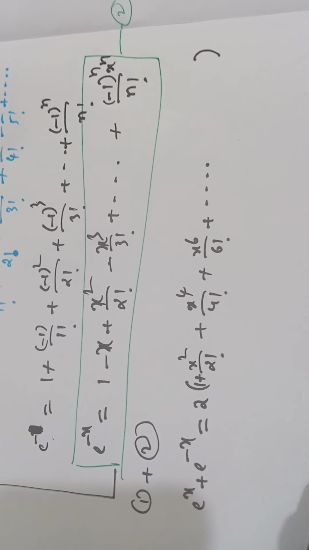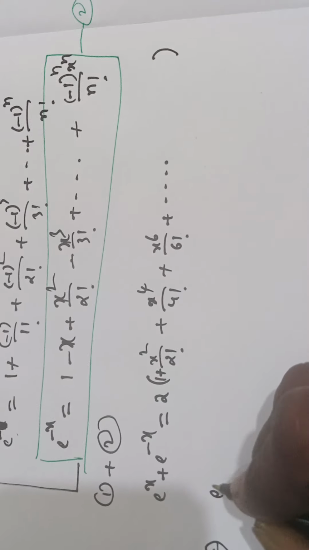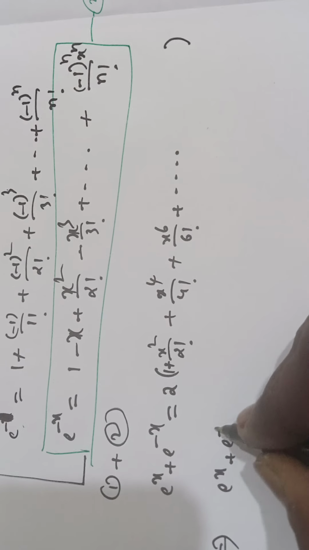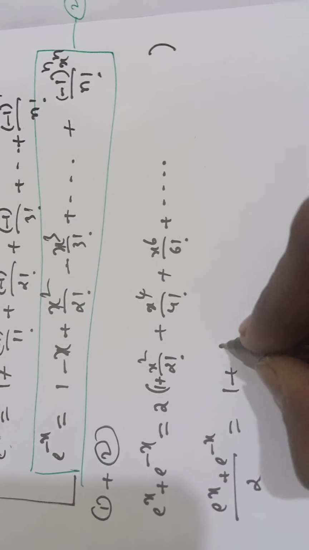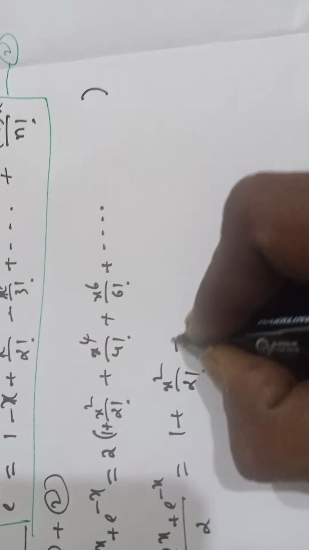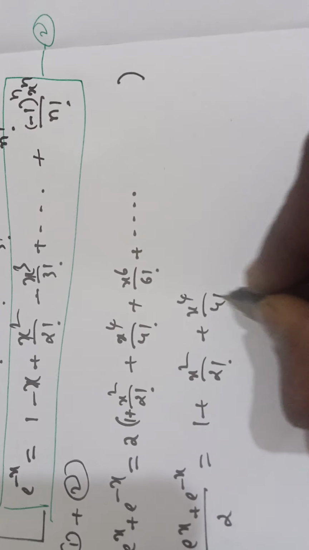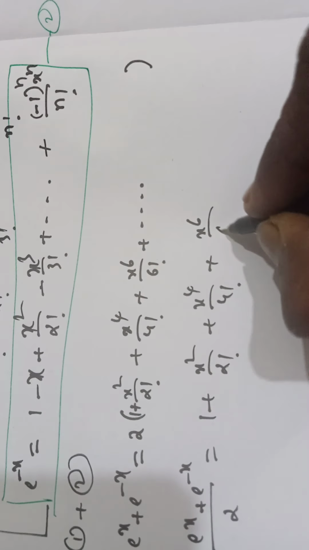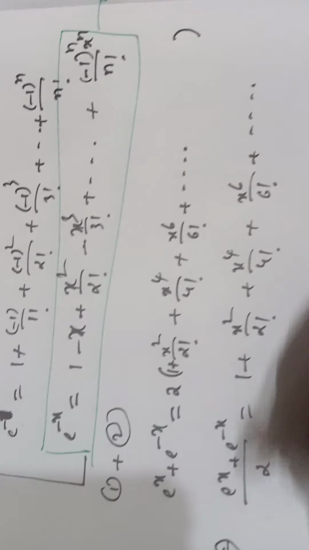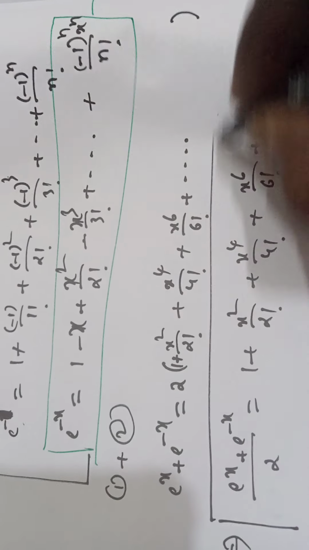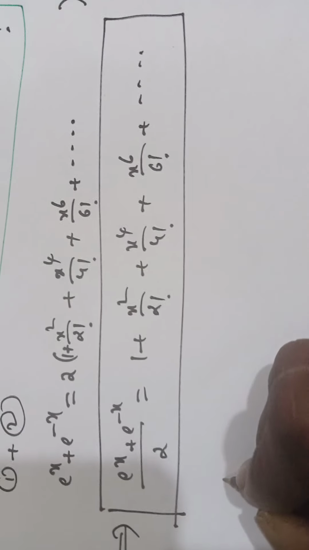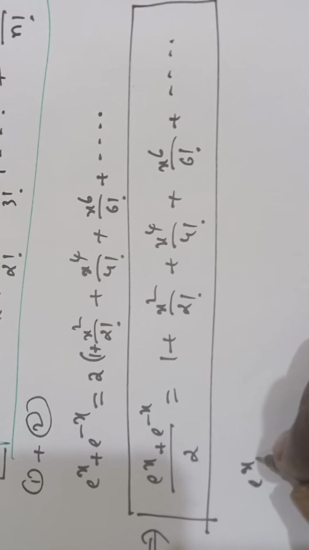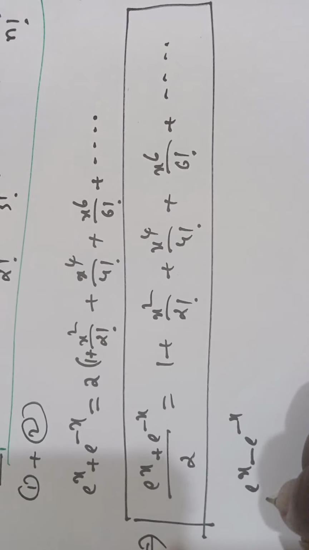So then you will get one thing here, the formula for e power x plus e power minus x divided by 2. This is the same as 1 plus x square by 2 factorial plus x power 4 by 4 factorial plus x power 6 by 6 factorial, and so on it will come. Similarly, if I subtract the second equation from the first equation, what will happen? Like this only I am going to write it directly, e power x minus e power minus x by 2. I am writing its value here.